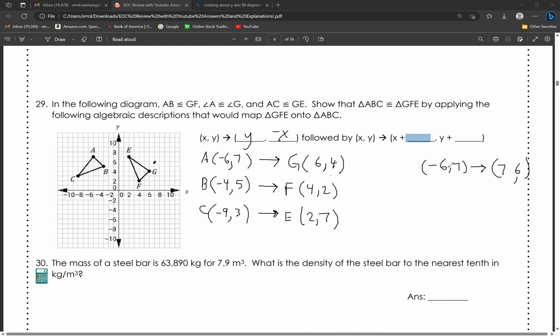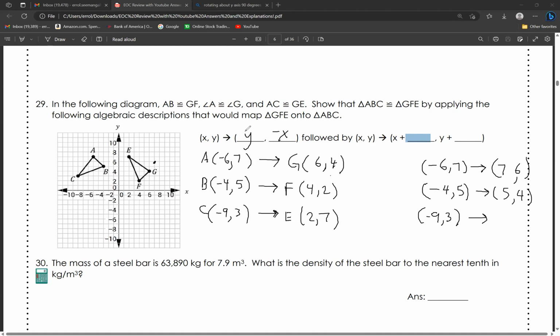So what does -4, 5 become after step one? Remember, it's y first, and then -x. So y first, 5, and then -x, 4. Okay, so that's step one. And then C is -9, 3. What does that become? But I'm not sure.